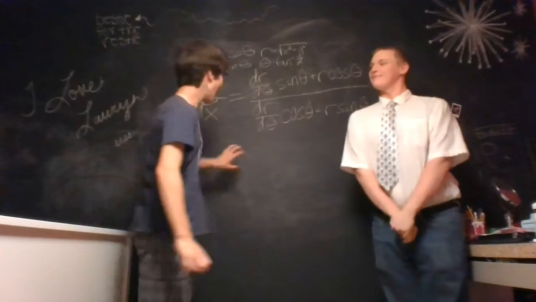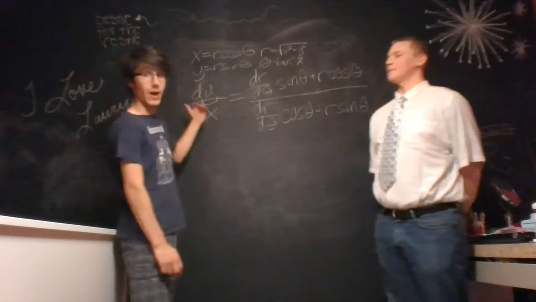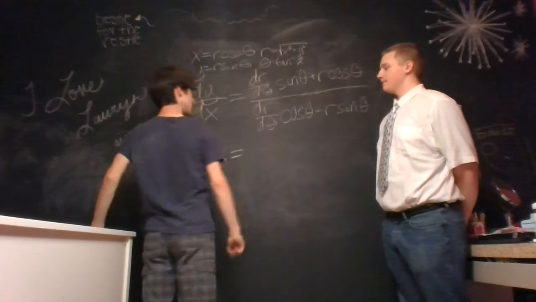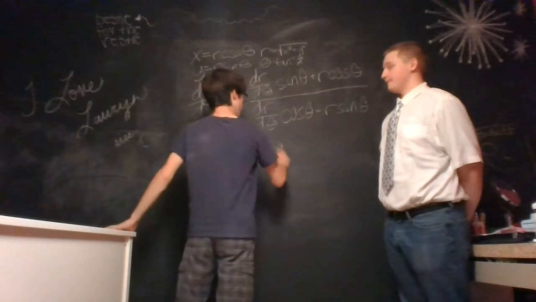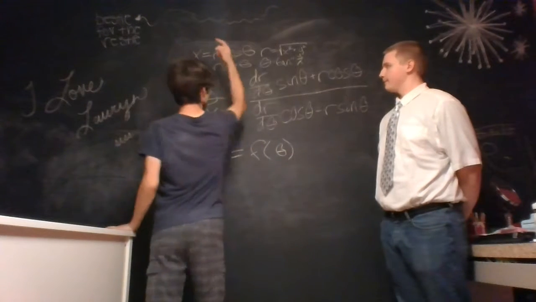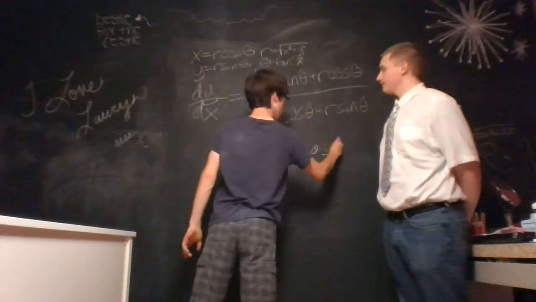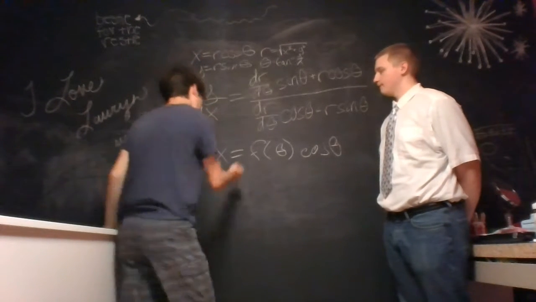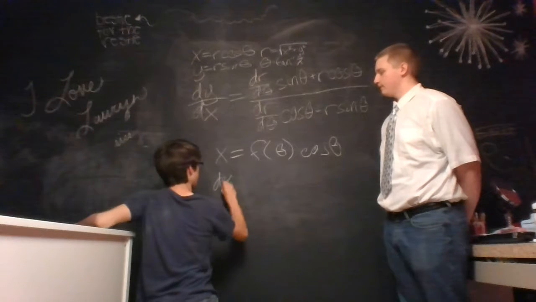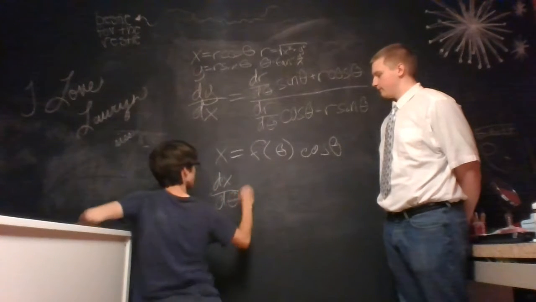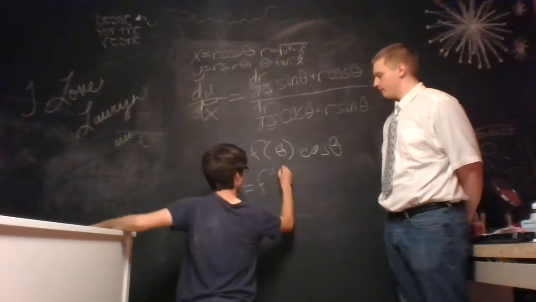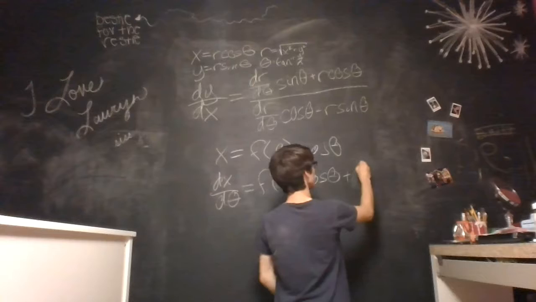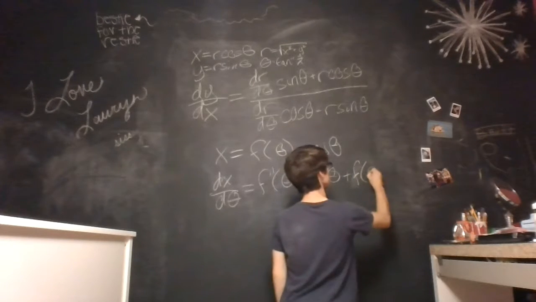All right, now we're going to be doing the x portion of this derivative. So we'll now be looking at only the denominator. So we'll once again begin with just x equals f of theta, and this time we'll use cosine theta because we are substituting directly off of this equation. And let's take the derivative again, which will give us dx over d theta equals f prime of theta cosine theta plus f of theta sine theta.